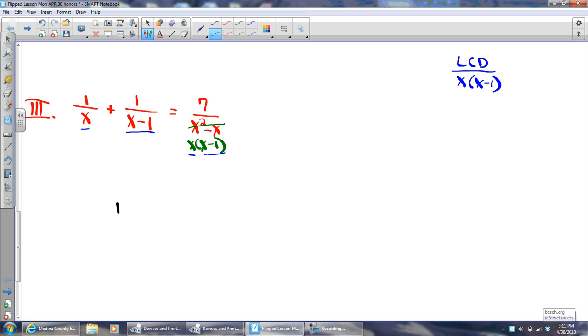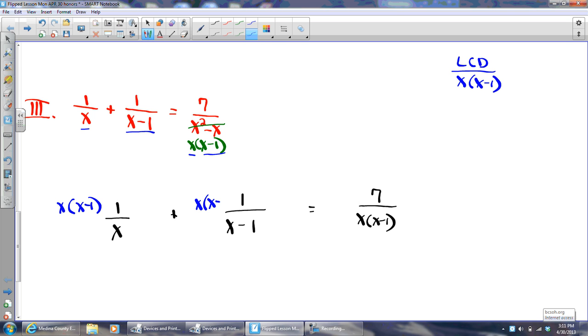So I have this problem, 1 over x plus 1 over x minus 1, and that's going to be equal to 7 over x minus 1. I'm going to multiply all three terms by the LCD. Why? Because it'll cause my fractions to disappear. And so when I do that, here the x's will cancel, and I'll have 1 times x minus 1, which is just x minus 1.